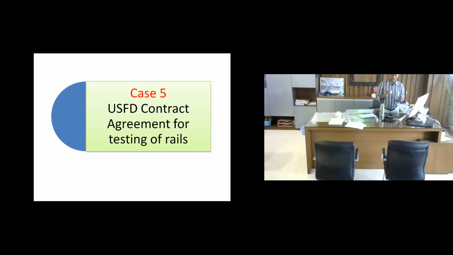So testing of rail is something which, if it is not done and if the flaw grows in the rail, this could lead to failure and this could lead to derailments. So basically it is related to safety. Direct safety concerns are with USFD testing of rails.